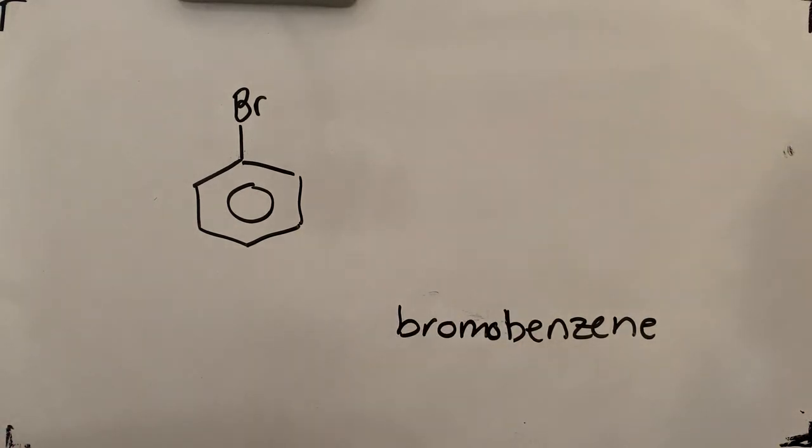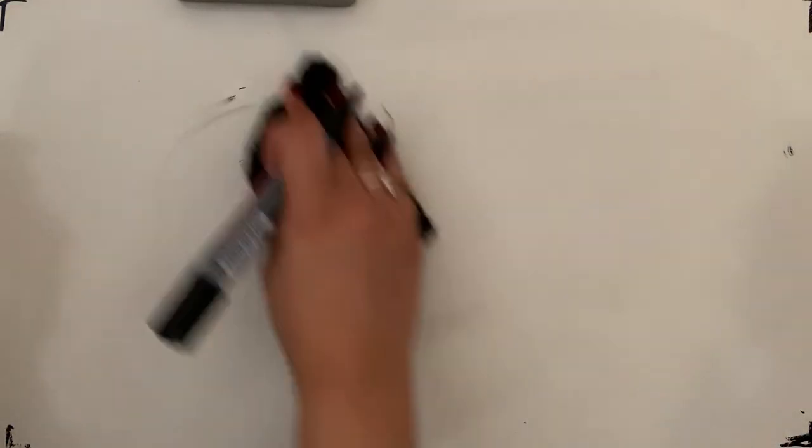If we had iodine coming off it, it'd be called iodobenzene. Fluorine coming off it, it'd be called fluorobenzene, and so on. All right, so that's the halogens and substituents done.